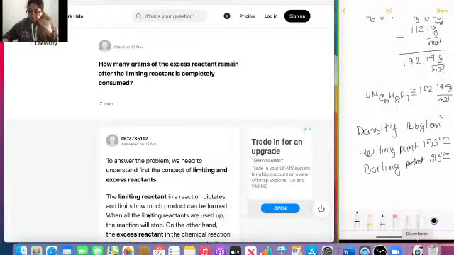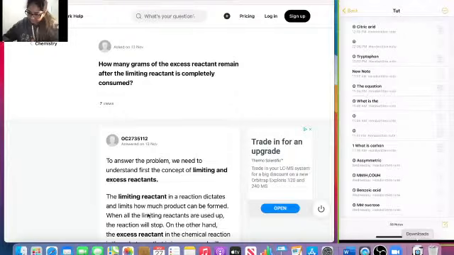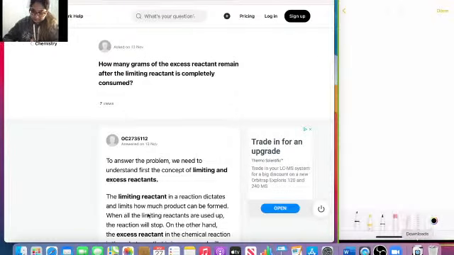Okay, our next question here, the 10th question, says: how many grams of the excess reactant remain after the limiting reactant is completely consumed? To answer this question, let's first define what a limiting reactant is.